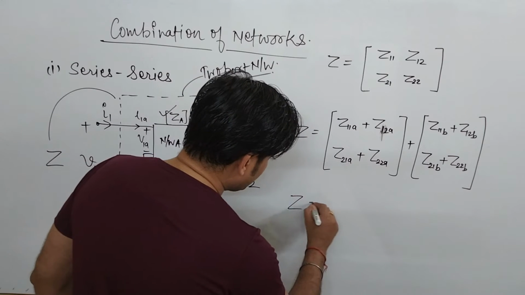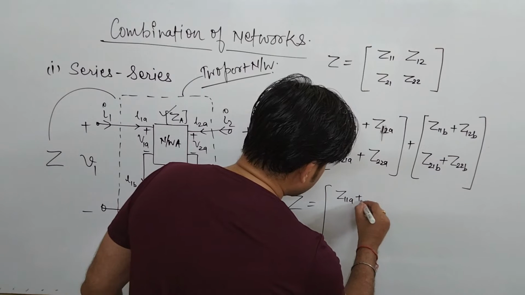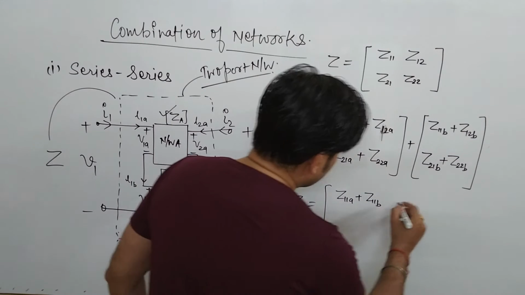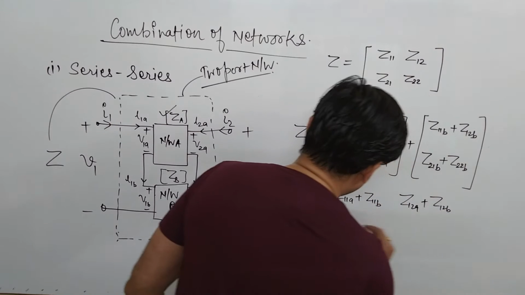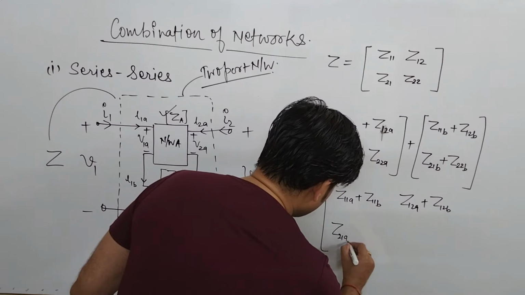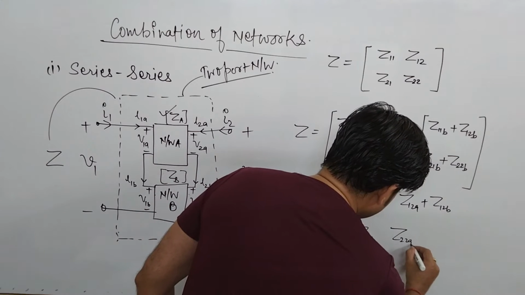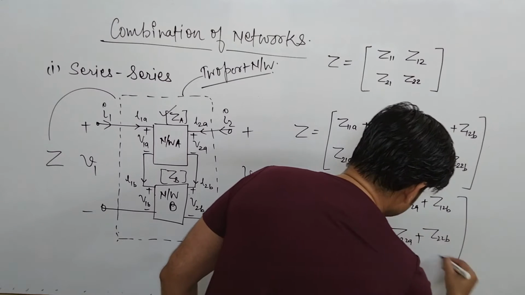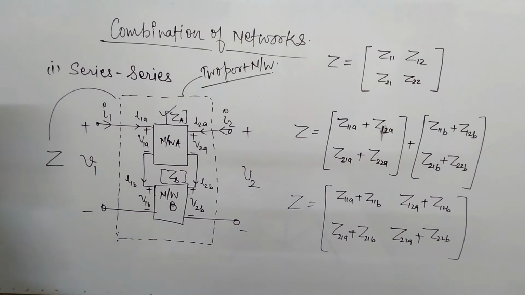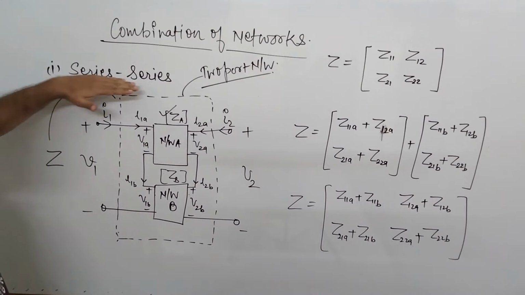So the Z parameters finally come to be Z11A plus Z11B, here Z12A plus Z12B, here Z21A plus Z21B, and here Z22A plus Z22B. So this is the final expression for the Z parameter of our networks connected in series.